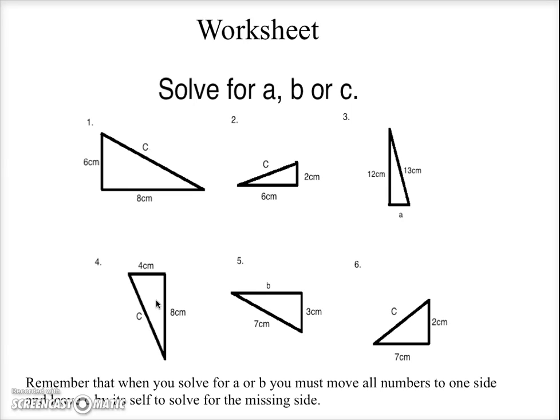You solve the same way, except before leaving C blank, you just fill C in with 13 and solve for A. Remember that when you solve for A or B, you must move all numbers to one side and leave C by itself to solve the missing side.